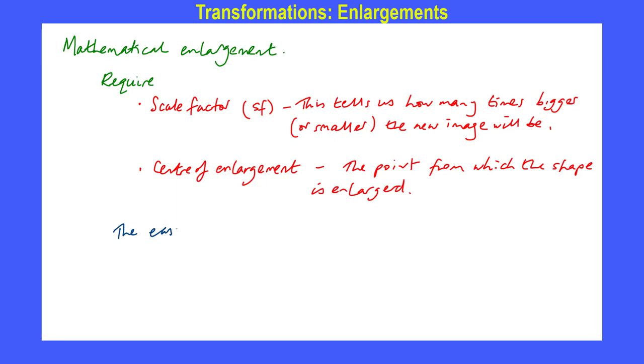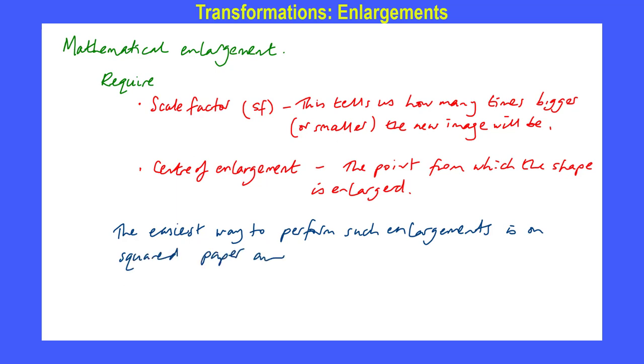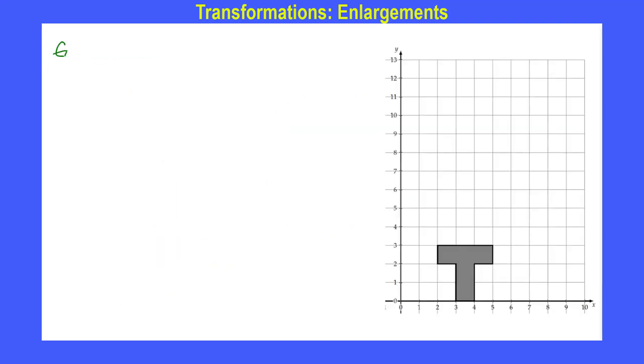Now, the easiest way to do a mathematical enlargement is actually using square paper, and it's done by counting squares. You have to be able to count how many squares horizontally along you've gone and how many squares vertically up you've gone. And then you've got to do a bit of simple multiplication. So the easiest way to do this is to look at an example.